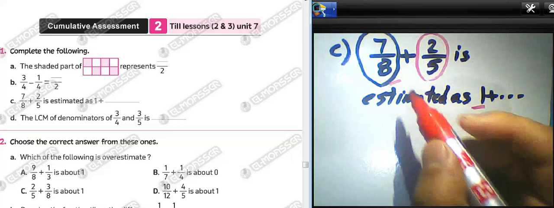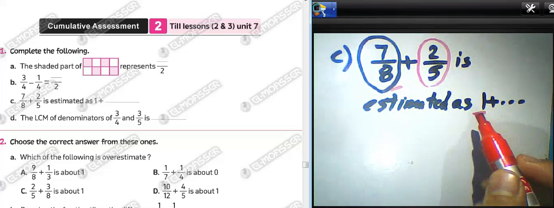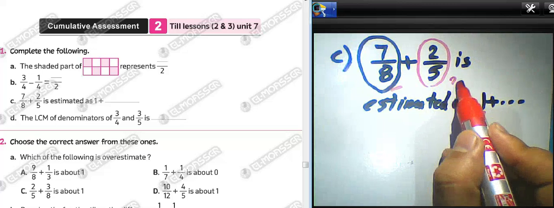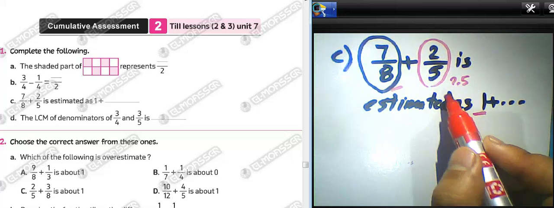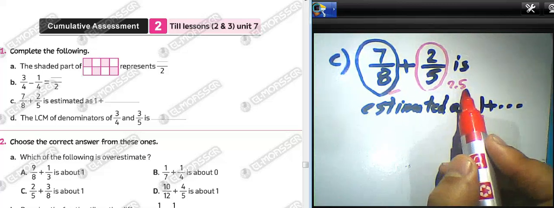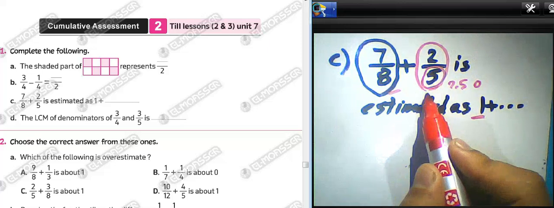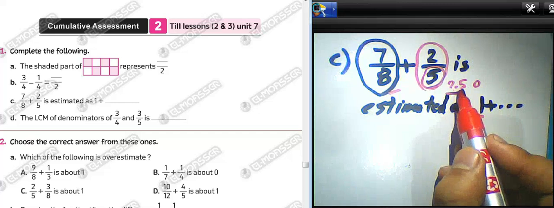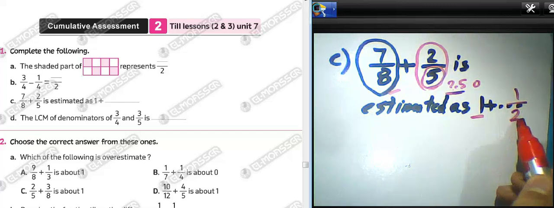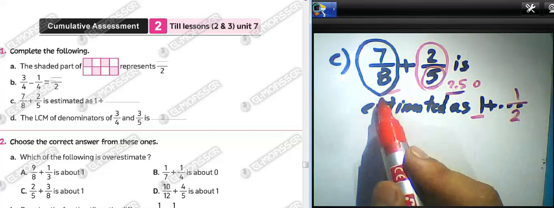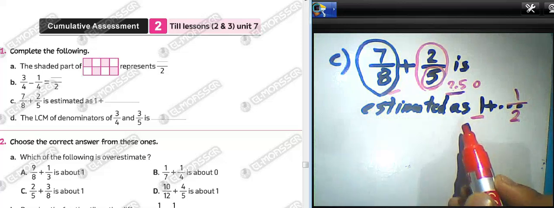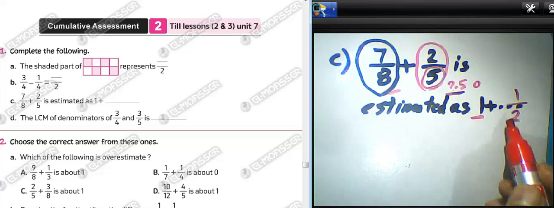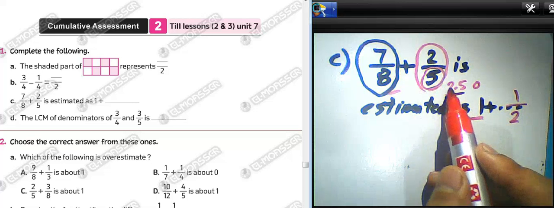And 2 over 5 is estimated to what? We know half of 5 equals 2.5. Ask yourself, is 2 nearest to 2.5, or 0, or 5? 2 is nearest to 2.5. So 2.5 is half of 5. We must write half here. Again, 7 over 8 is estimated to 1, and 2 over 5 is estimated to half because 2 is nearest to half of the 5.